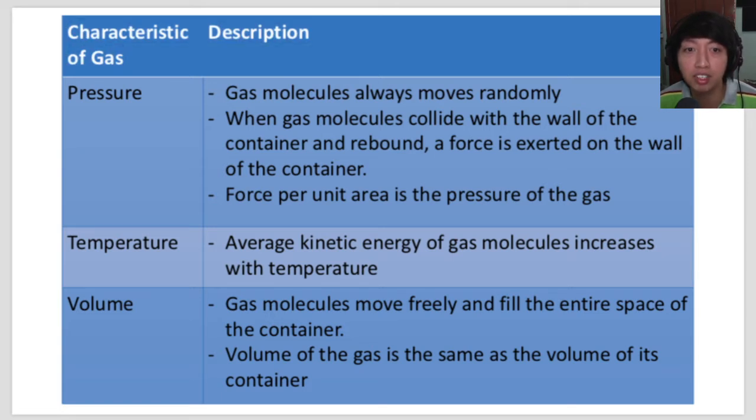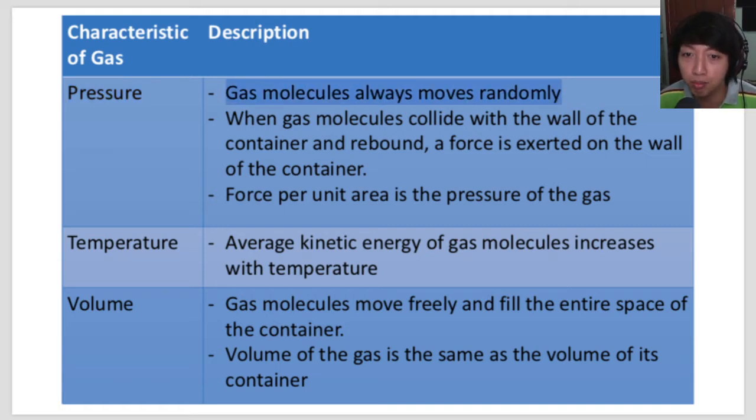So there are 3 characteristics of gas that we'll be talking about, like I said: pressure, temperature, and volume. Let's just go through the description. This is basically a review of what we've learned in Form 2. So let's see. Pressure. So what is pressure? If you remember correctly, pressure is force per area, right? We're talking about how much force over how much area. That's basically the simplest definition of pressure.